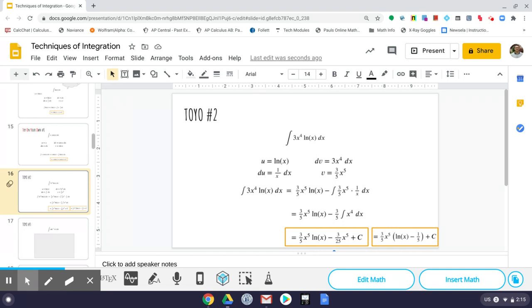That's a final answer. If we wanted to simplify it a little bit further, I noticed that both parts here, I'll just circle them so you can see it, this part and this part do have a common term, which is 3/5 x to the fifth. And so you can factor that out, and this would be your most simplified version in that second orange box.